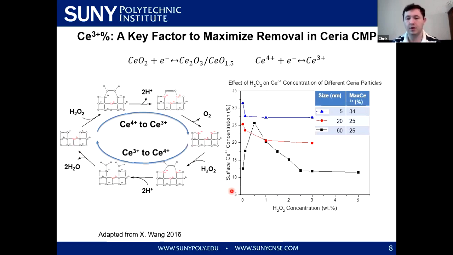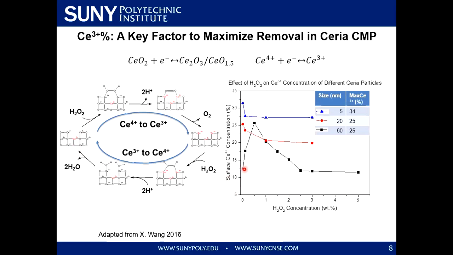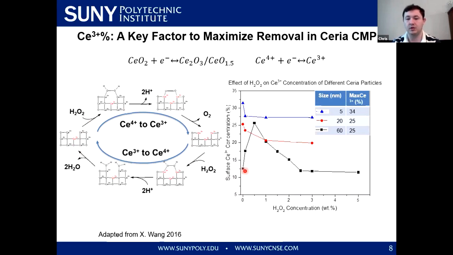Now, large particles have high mechanical removal, but they also have really bad roughness. And the large particles have a low 3+%. So we just found that if we add a controlled amount of peroxide, we can increase this 3+%, maximizing chemical removal to possibly improve the roughness characteristics of the polishing.